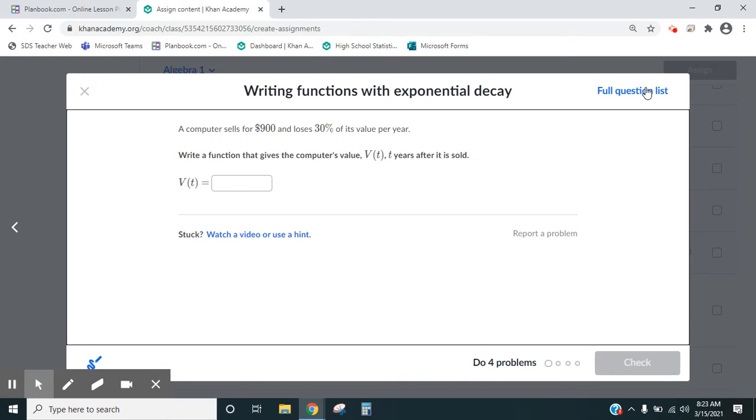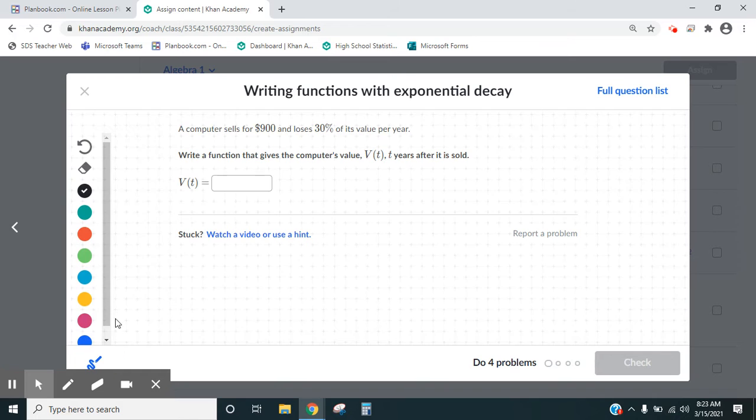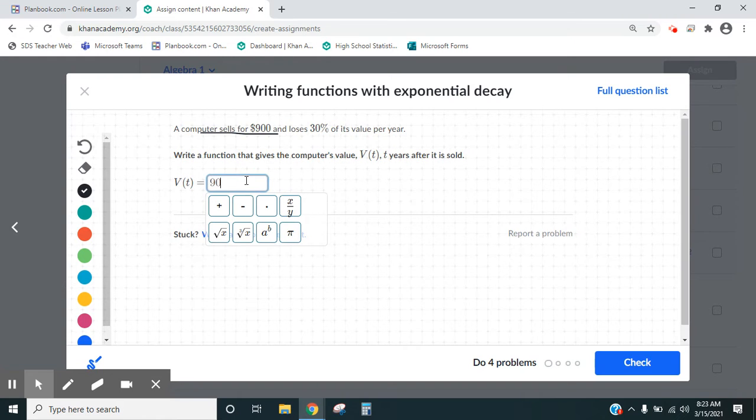Here we go. Writing functions with exponential decay. Few things to look out for. What does it start off as? 900. So that's what we're going to write in here first. 900. Now, times. It's an exponential function.